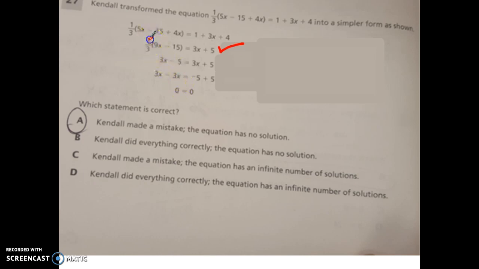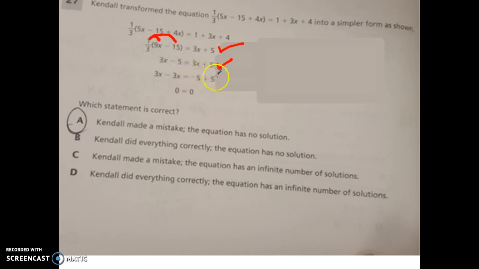Then she distributes this. It looks like that's what she was trying to do. So take a third of 9 and you get 3. Take a third of 15 and you get 5, and she kept that the same, so she did that right there, correct. And then right here, it looks like she should be doing the opposite, right? Slide to the left, slide to the right. So she should be subtracting 3x from both sides.